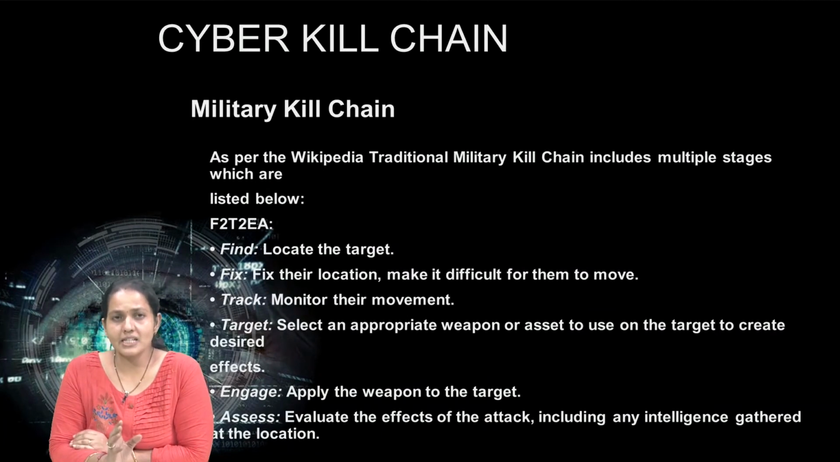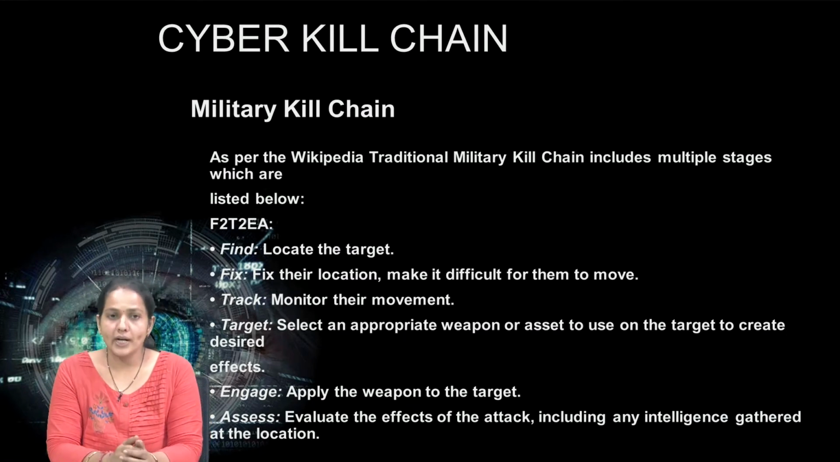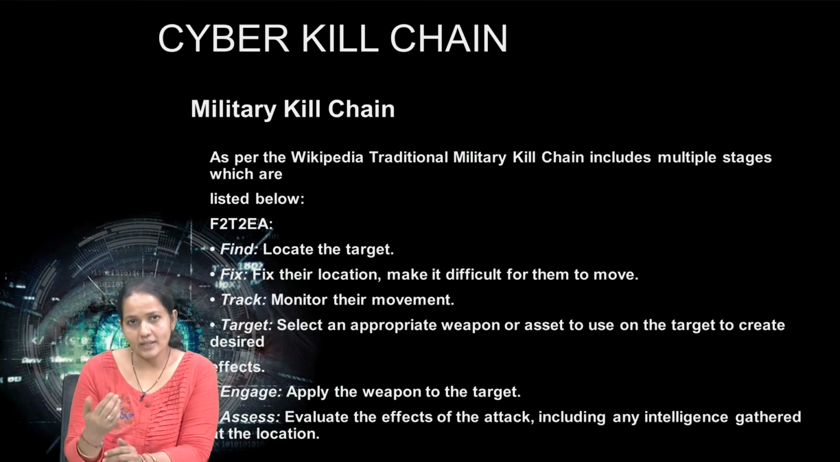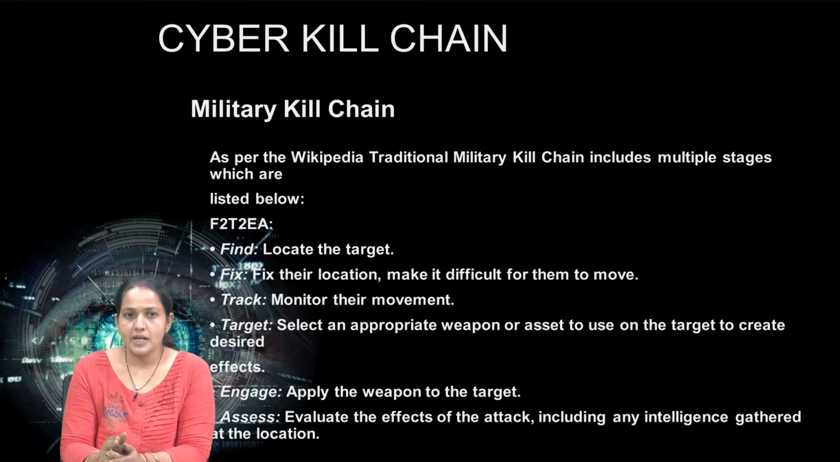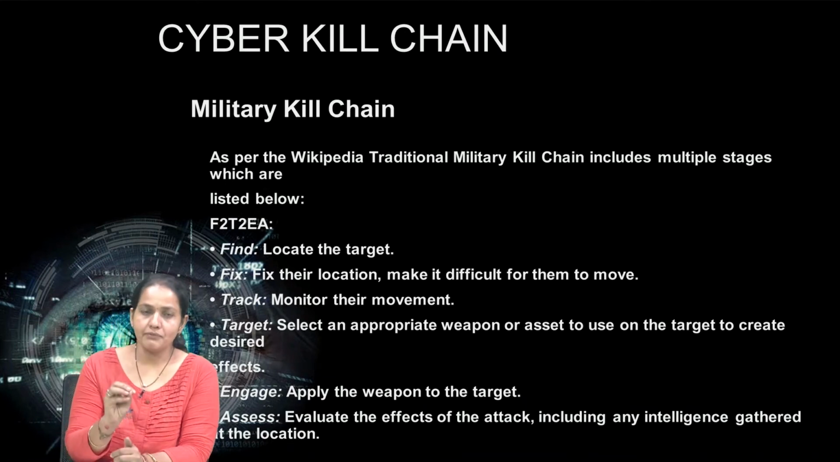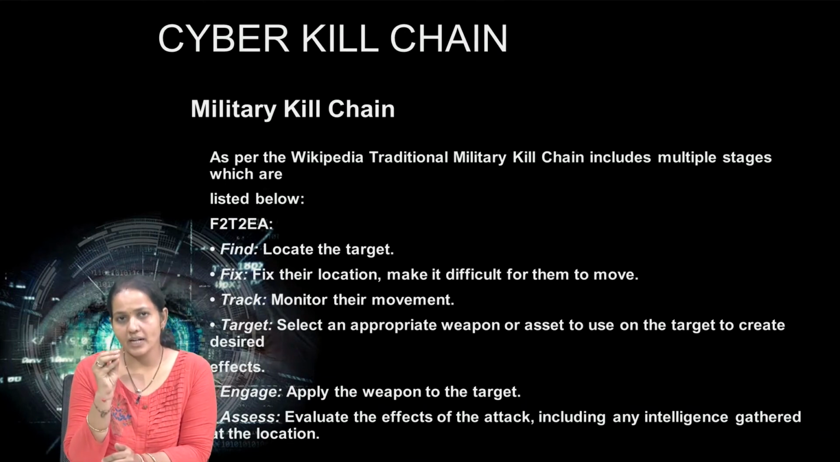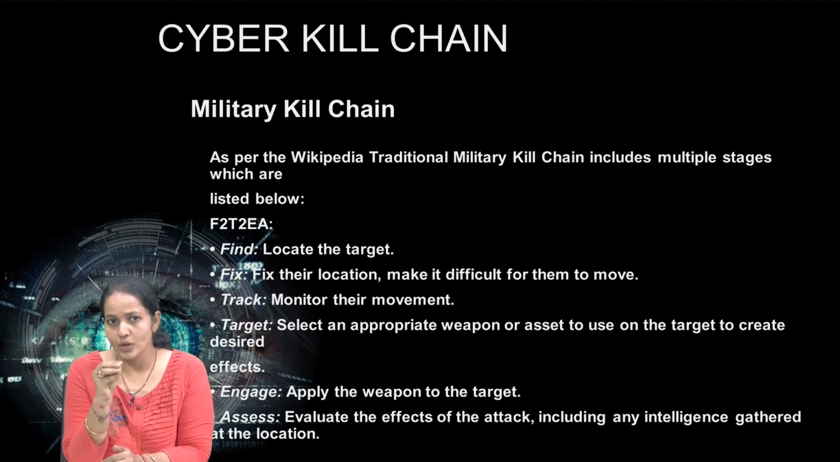So what is the military kill chain? As per Wikipedia, the traditional military kill chain has multiple stages: F2T2EA. Two times F, two times T, then E and A. The first F means find: locate the target where the attack is to be performed. Fix their location, making it difficult for them to move. If you find the place where the attack will be performed, make it tight and make it difficult for them to move from one place to another.